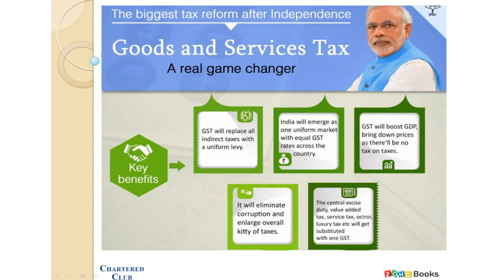So this GST is the biggest tax reform since independence. Some of the key benefits, I'm just summing it up, is that it will replace all the indirect taxes with a uniform levy. Moreover, India will emerge as one uniform market with equal GST rates across the country. This will boost the GDP, bring down the prices as there will be no tax on taxes. It will eliminate corruption and enlarge the overall kitty of taxes. Moreover, the central excise duty, VAT, service tax, octroi, luxury tax, etc. will all get subsumed with one GST. One nation, one tax.